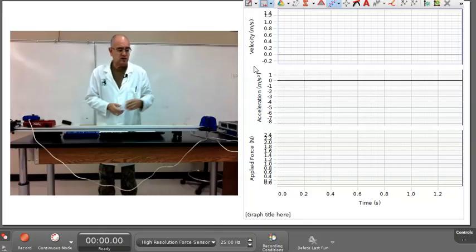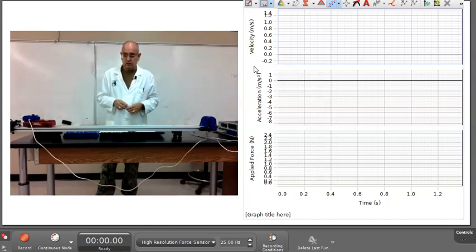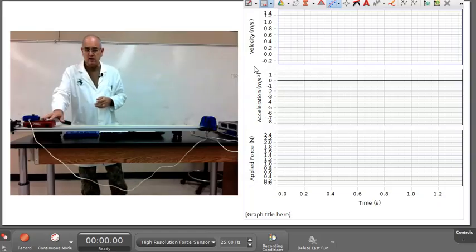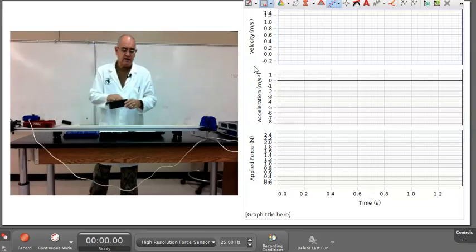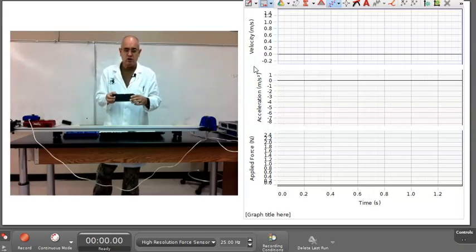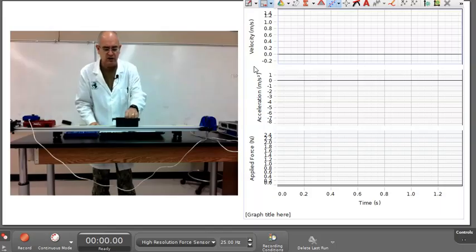We've got a motion sensor on this side. I've got a cart here. It has a weight that's going to drive it. The weight is actually 50 grams. Now, to provide the friction, the cart itself is a low friction cart. To provide the friction, I have this box here, which is called a friction box. And on the bottom of the box is a cork pad.